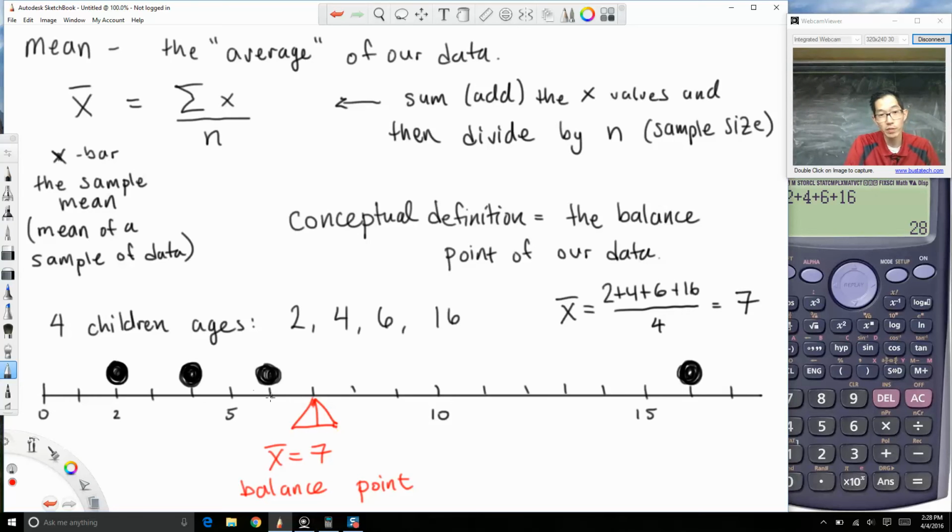Balance point, meaning if this were a seesaw, and I put a big rock over here, far away, and all of these rocks are the same size, but if I put one very far away over here, I would need 3 that are close by over here to counterbalance.